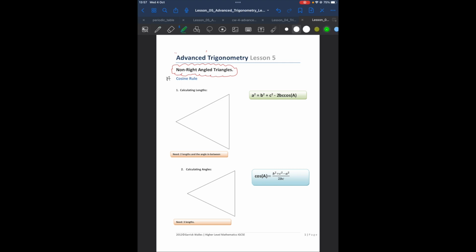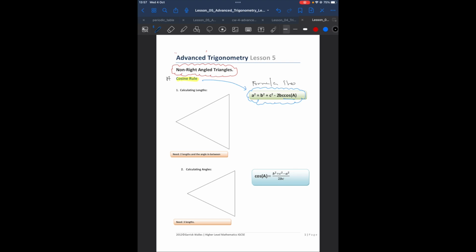And the cosine rule is nothing more than a formula. And it's this formula here that you have. a squared equals b squared plus c squared minus 2bc cos a. It looks like a mouthful, but you are going to be given this formula in the formula sheet. So a squared equals b squared plus c squared minus 2bc cos a. That formula is going to be given on the formula sheet.